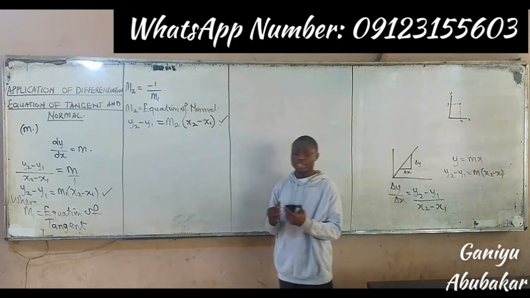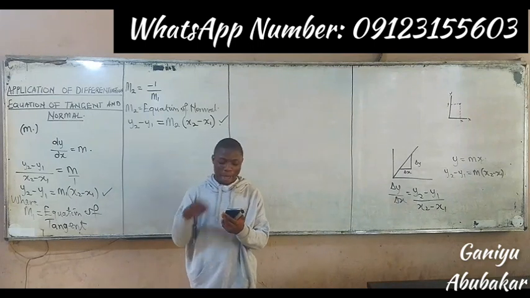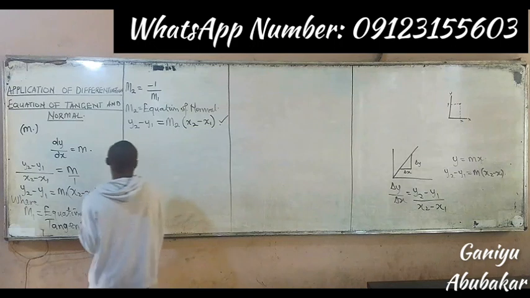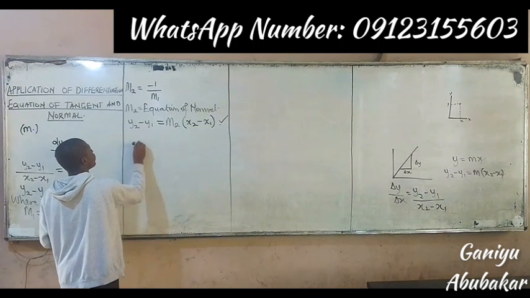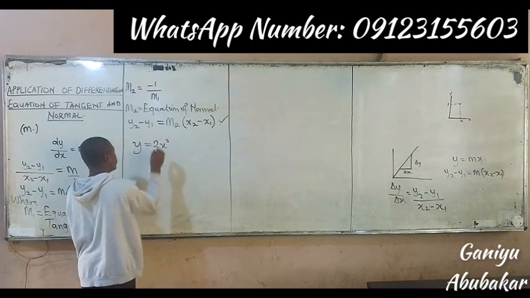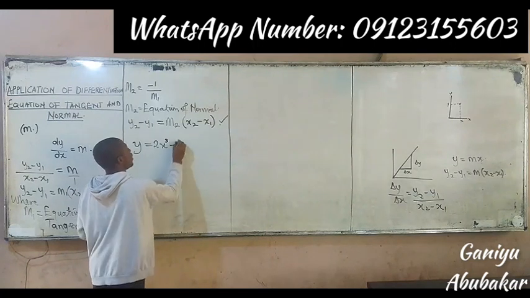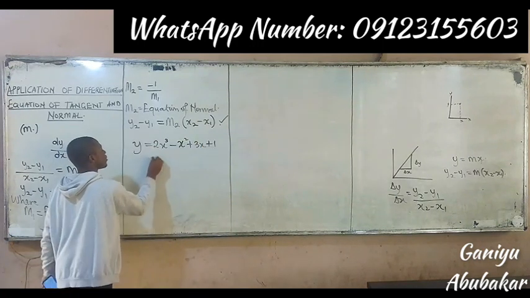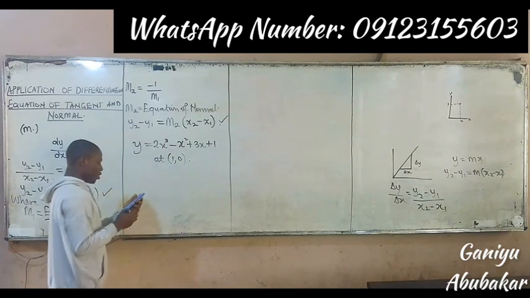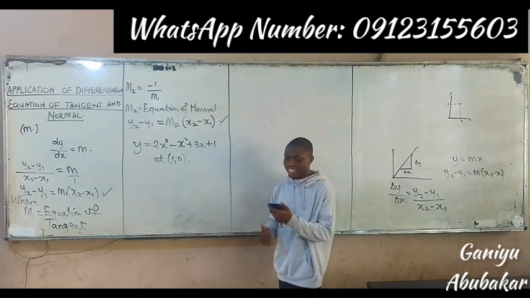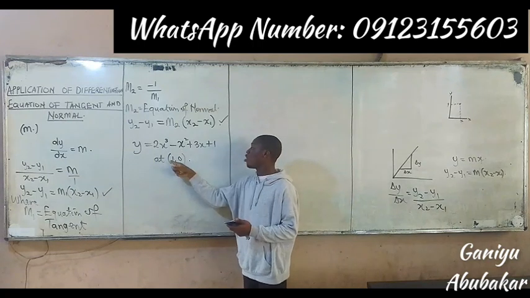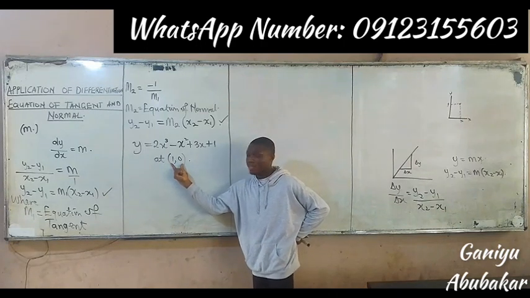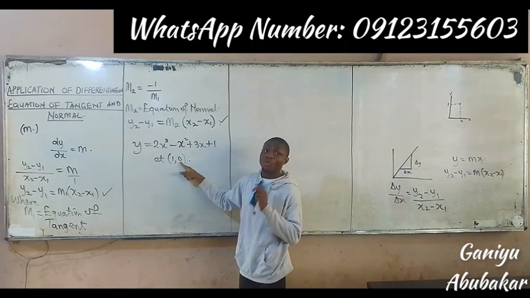Example 1, the question says, find the equation of the tangent and normal to the curve y is equal to 2x cubed minus x squared plus 3x plus 1, at 1, 0. So I'm given that. Find the equation of tangent and normal to the curve at 1 and 0. First things first, for this 1 and 0, this is what my coordinates are. So this 1 is for the x-axis, and this 0 here is for the y-axis.